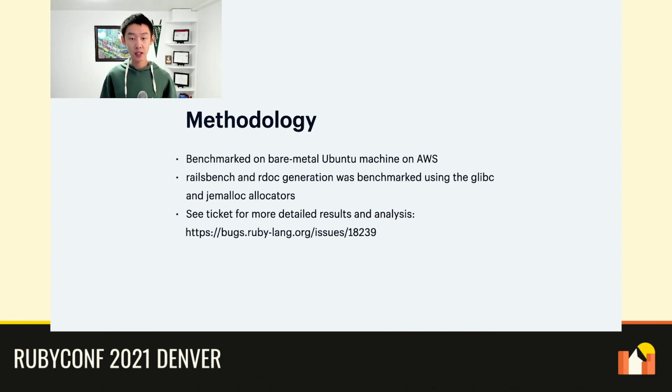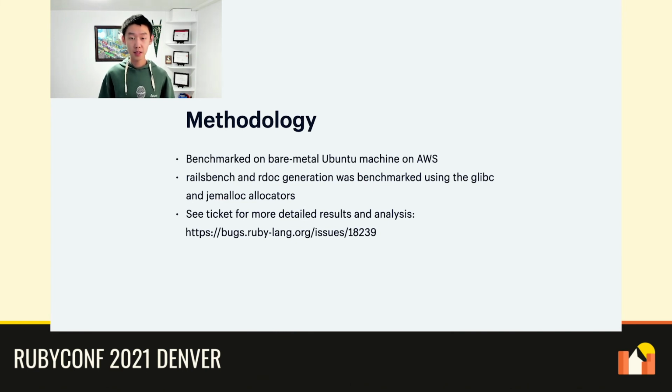Synthetic benchmarks were run on a bare metal Ubuntu machine on AWS. Railsbench and rdoc generation was benchmarked using the glibc and jemalloc allocators. glibc and jemalloc are implementations of the C library function called malloc used to allocate memory.